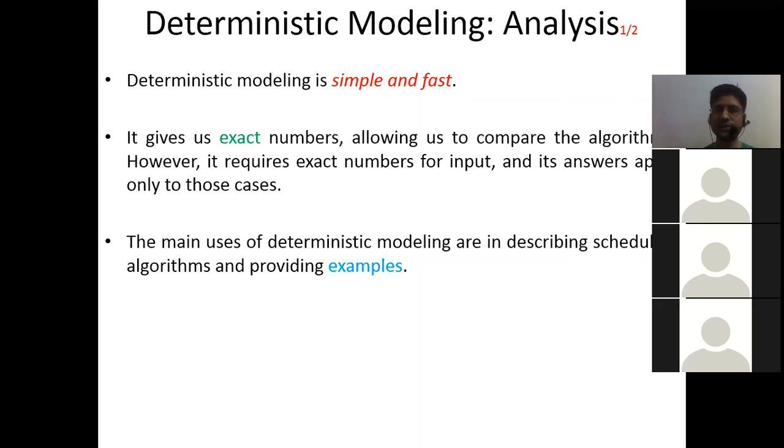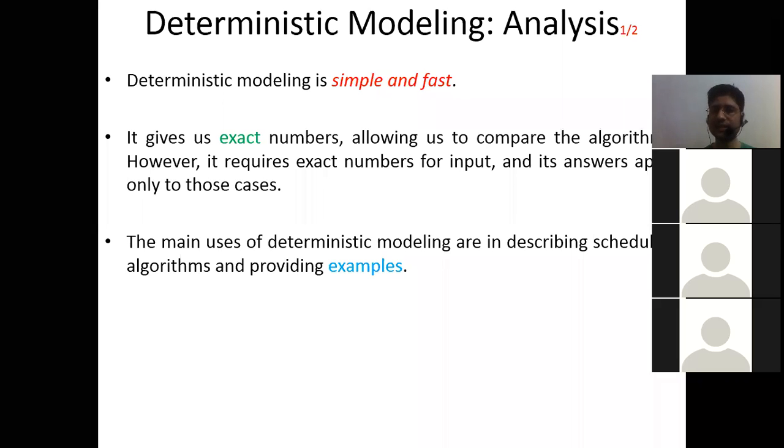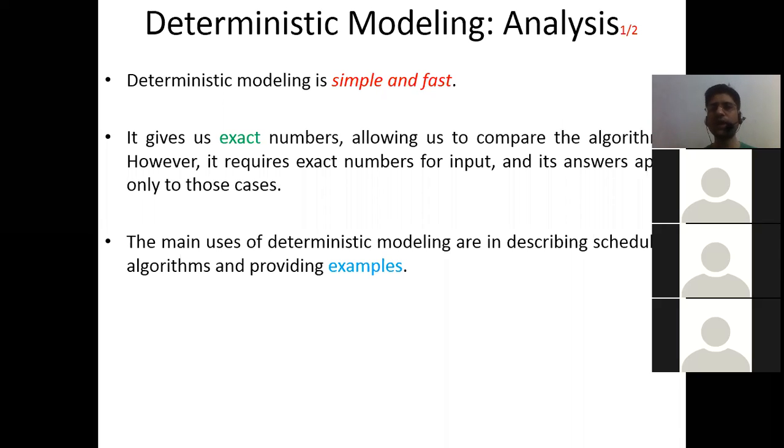So what was the first one? Deterministic modeling is simple and fast. It gives us exact numbers, allowing us to compare the algorithms. However, it requires exact numbers for inputs and its answers apply only to those cases. So this is the limitation of deterministic modeling. If someone asks you what is the limitation of deterministic modeling, then you can say that we have to give exact numbers for inputs and its answer can apply only to those cases.